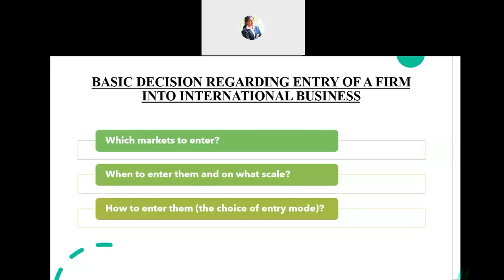When we speak about when to enter and what should be the scale, usually we are trying to analyze whether we should enter once somebody else starts the same kind of business, or are we going to be the pioneers for such a market. Whenever we as a business enter some other market for the first time, the first one to enter would be called the first mover. And being a first mover, a business will always have its own advantages and disadvantages.